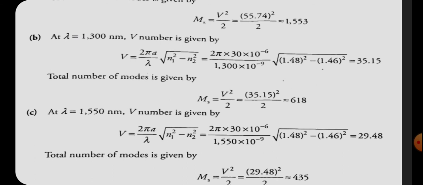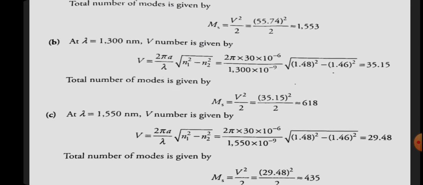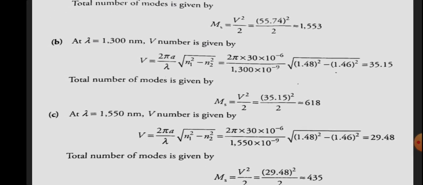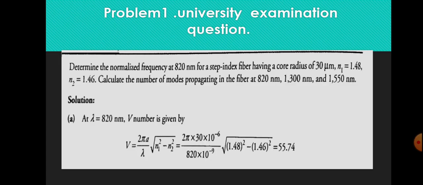That means you know the three windows of operation of the optical fiber, located in the 900 nanometer range, the 1310 nanometer range and the 1550 nanometer range, and at these operating ranges, the number of modes existing will be 1553 for the first case, 618 for the second case and 435 modes for the third case. So this is a problem that is asked in the university question, and this is simple substitution. You should learn all the equations by heart, then only you can do the problems.